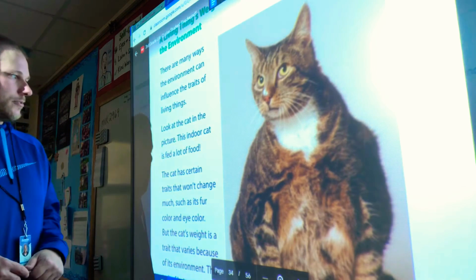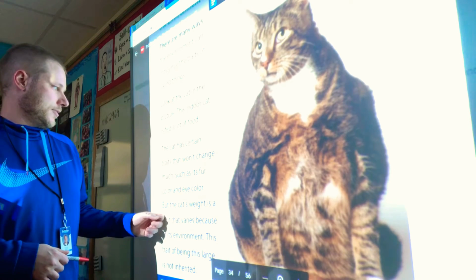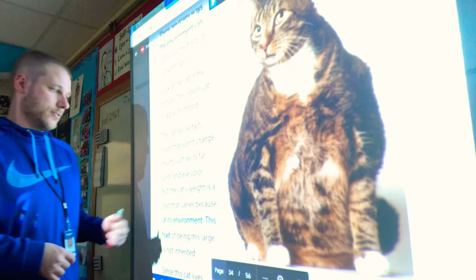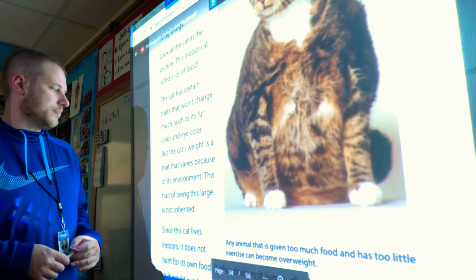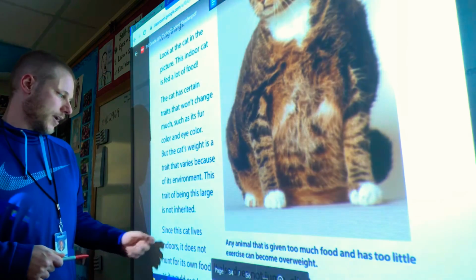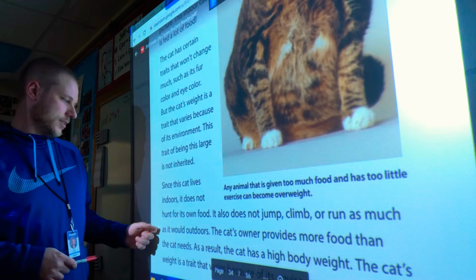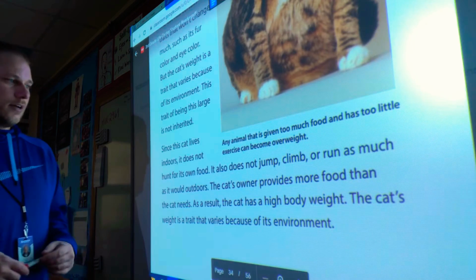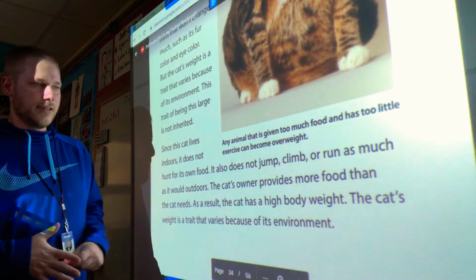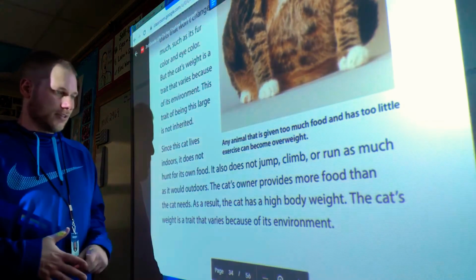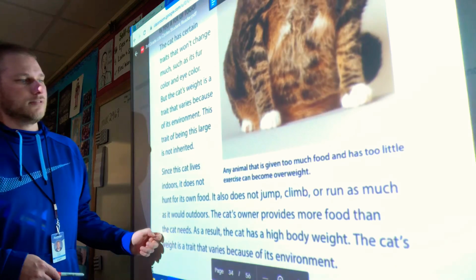Look at the cat in the picture. This indoor cat is fed a lot of food. The cat has certain traits that won't change much, such as its fur color and eye color, but the cat's weight is a trait that varies because of its environment. This trait of being this large is not inherited. Since this cat lives indoors, it does not hunt for its own food. It also does not jump, climb, or run as much as it would outdoors. The cat's owner provides more food than the cat needs. As a result, the cat has a high body weight. The cat's weight is a trait that varies because of its environment.